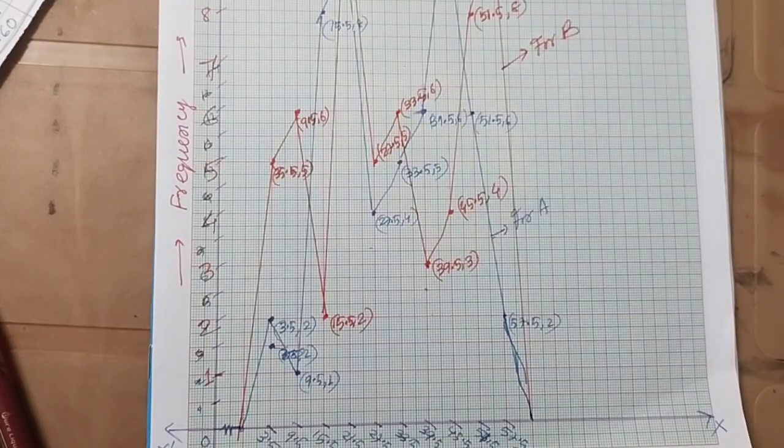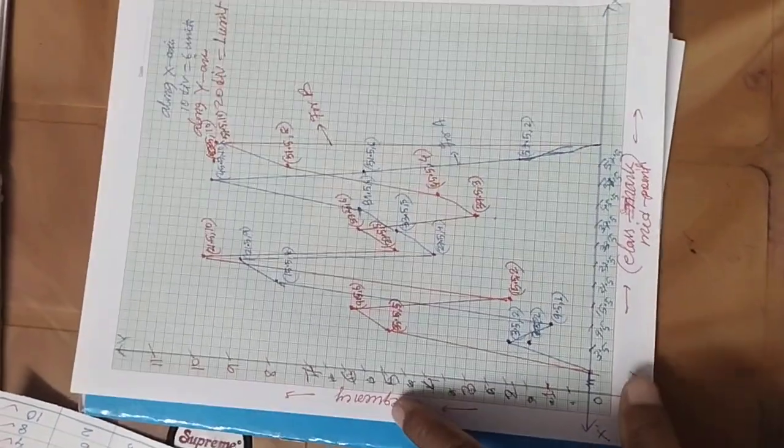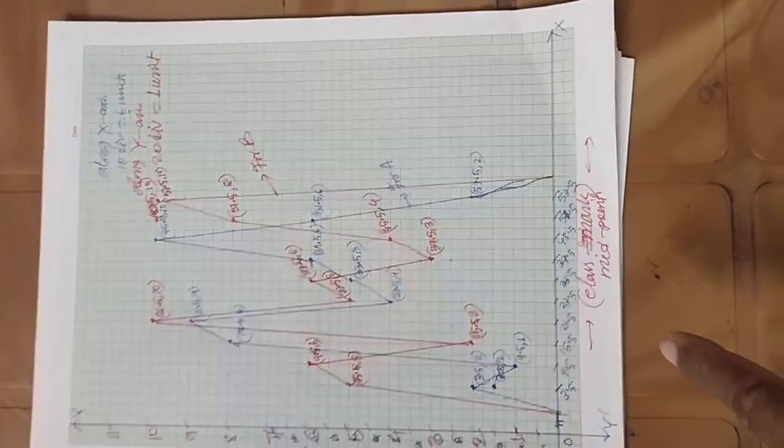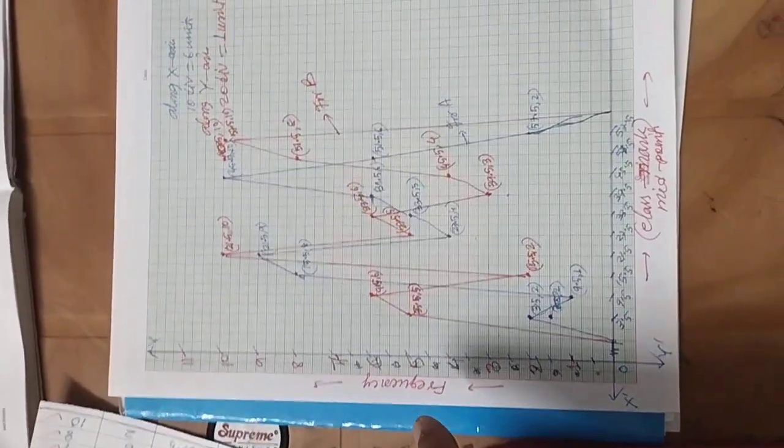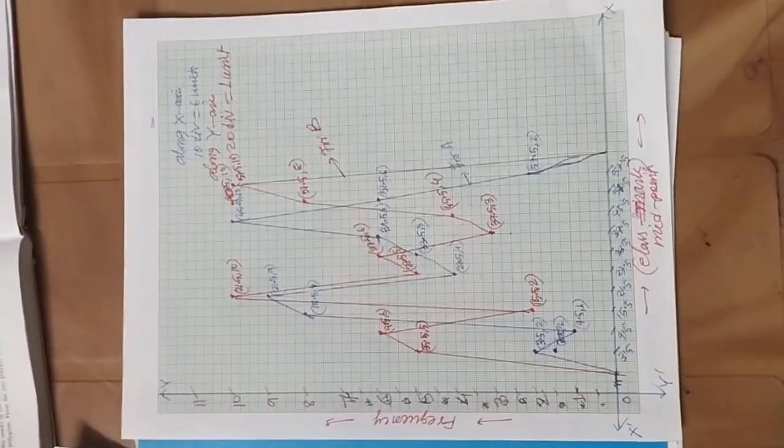You can see the whole graph once. Okay, I'll show the whole graph. You see the whole complete graph. Along the x-axis is class interval or midpoint, and along the y-axis is frequency, and this is the complete frequency polygon.